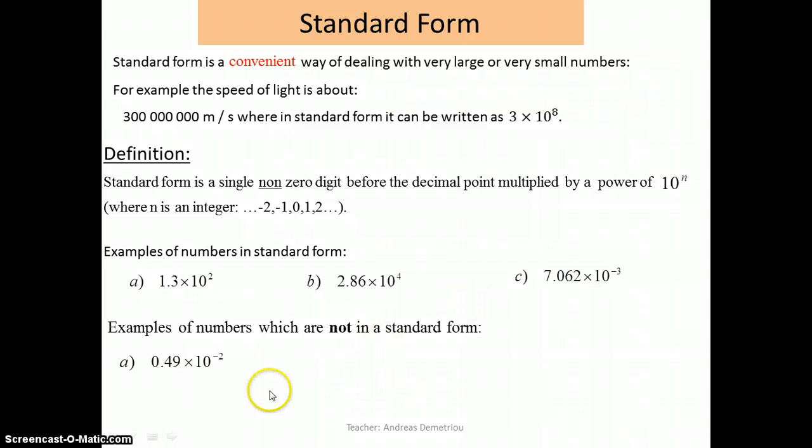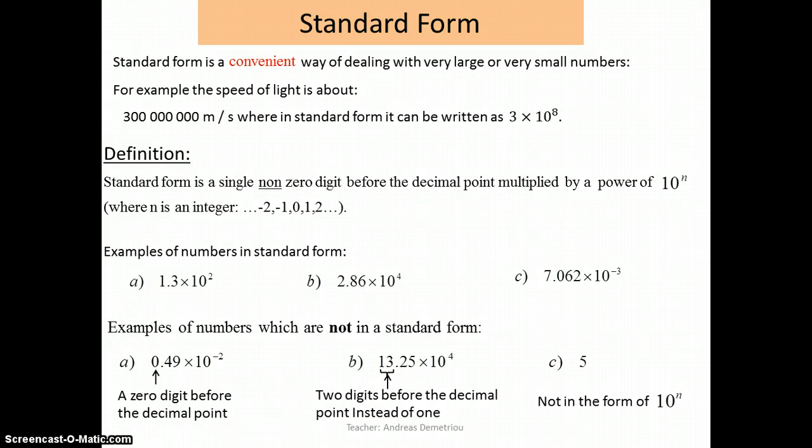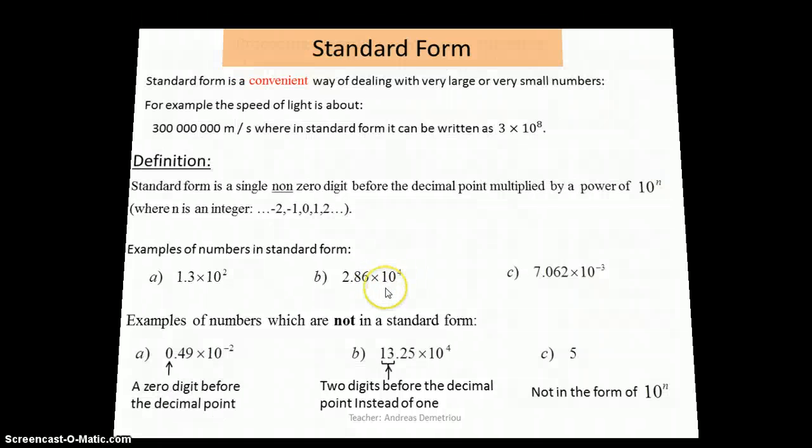Examples of numbers which are not in standard form. This number is not in standard form because here we see a zero digit before the decimal point. This number is not in standard form because we see 2 digits before the decimal point. And the number 5 is not in standard form because it's not times 10 to the power of n. So to clear this out, for a number to be in standard form, there has to be a single non-zero digit times 10 to the power of n.